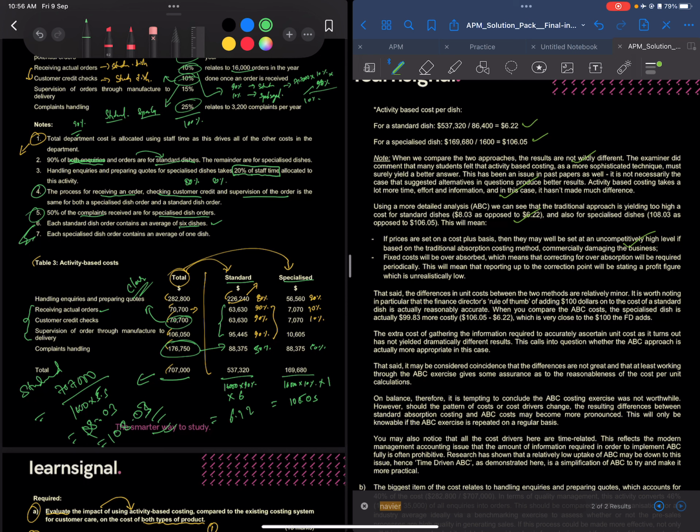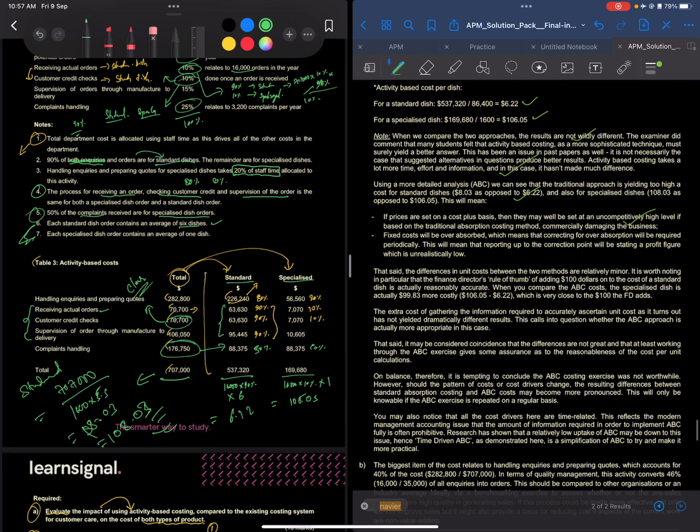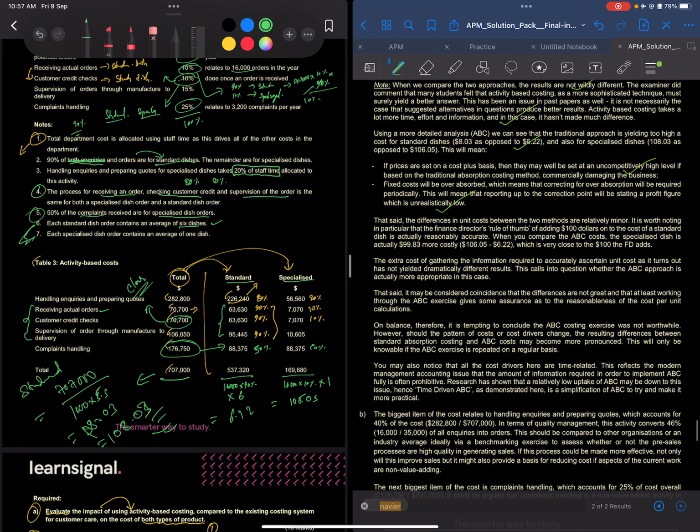Next thing, the fixed costs are absorbed, which means correcting for over absorption will be required periodically. So fixed cost is being over absorbed, which means correcting for over absorption will be required periodically. This will mean that reporting up to the correction point will be stating a profit figure which is unrealistically low, because you are just absorbing it for the different products.